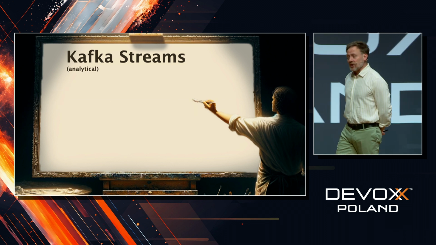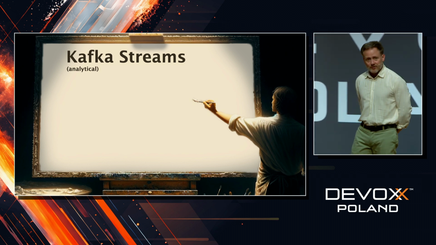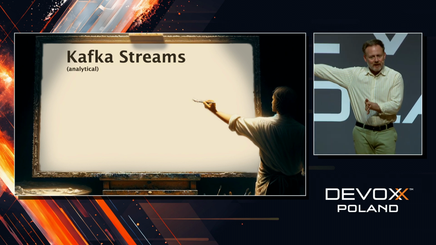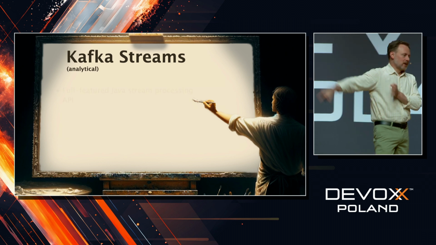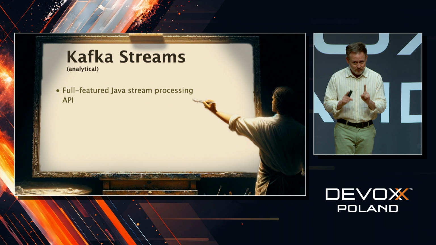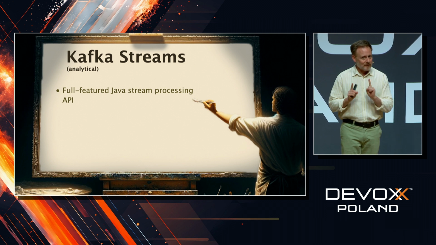Now, Kafka Streams on the analytical side of things. This is not, I want the current state of an entity. This is, things are happening and I want to make sense of them. But I want to make sense of them in a queryable way. So I'm still going to end up creating a table that I can query.